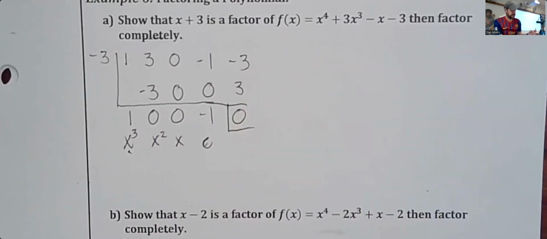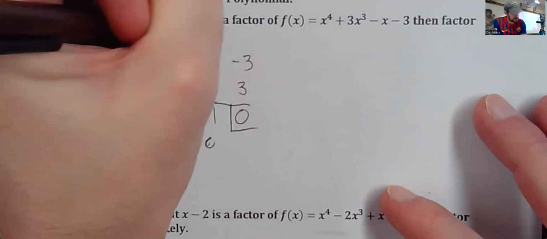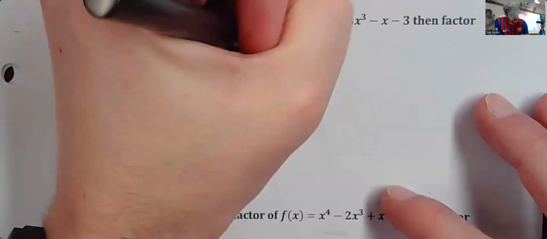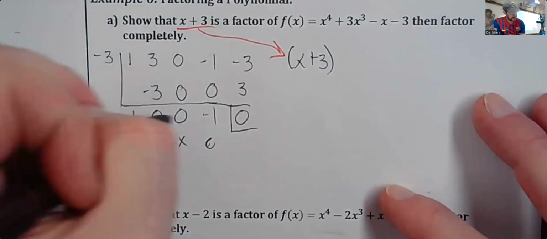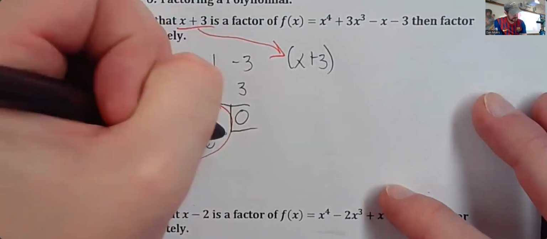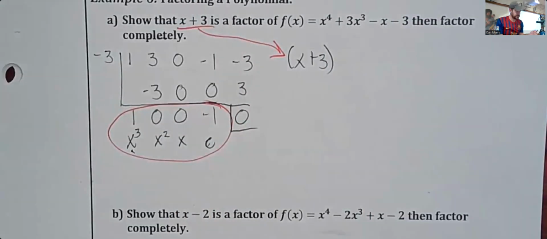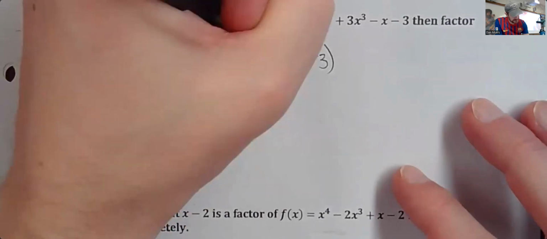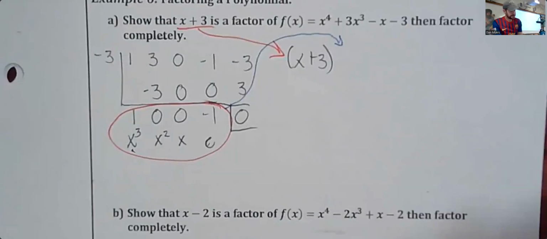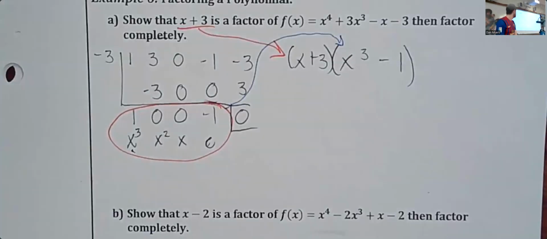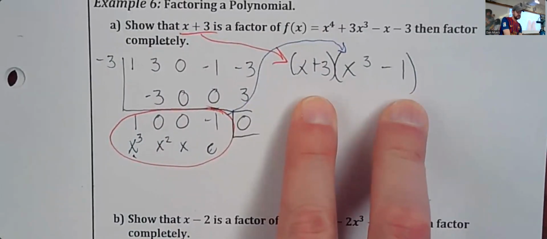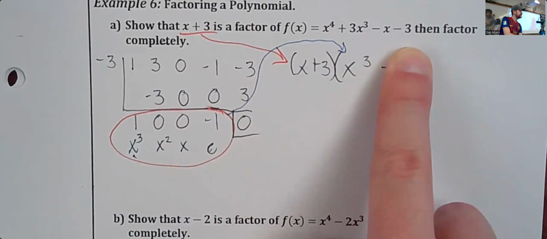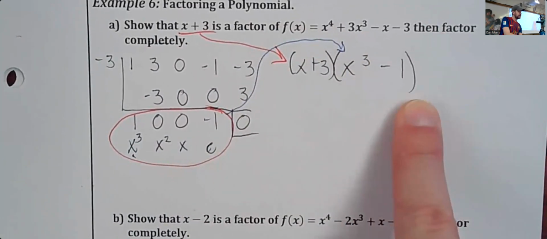We're going to take x plus 3, and then we're going to take this. Use blue so we don't get our lines crossed too badly. And we're going to write that over here as another set of parentheses. And that's going to say x cubed minus 1. Those two things multiplied would equal this. If we were to use FOIL and FOIL this out, we would end up back here.